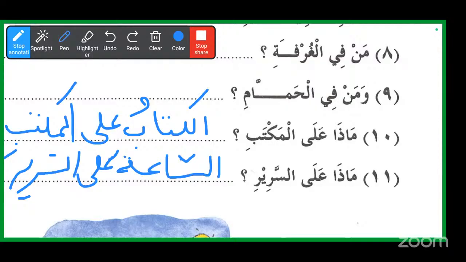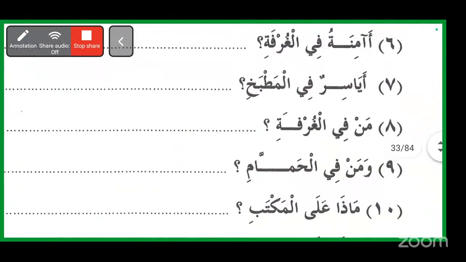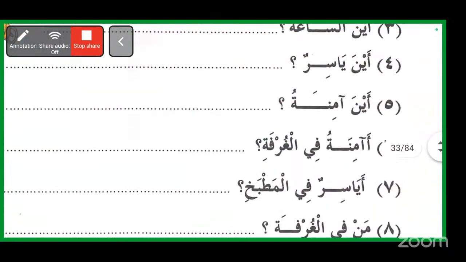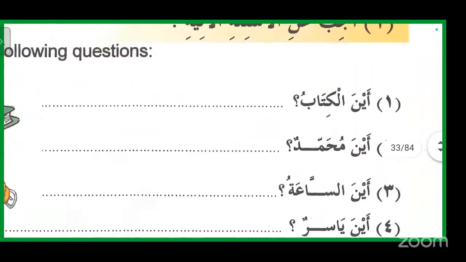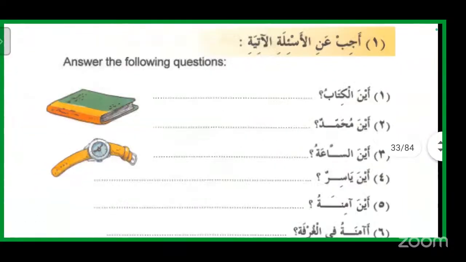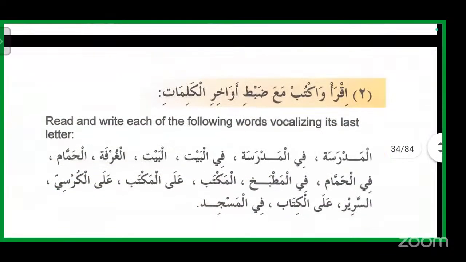الساعة على السرير. Correct. So we have learnt about ماذا. ماذا means what. Man means who. Ma means what. Aina means where. To the next page.